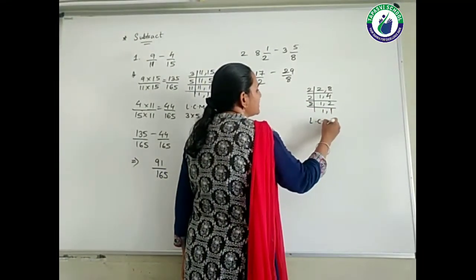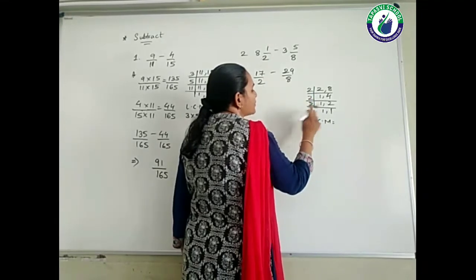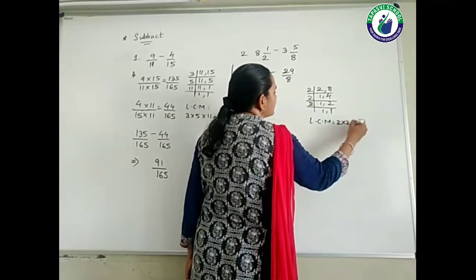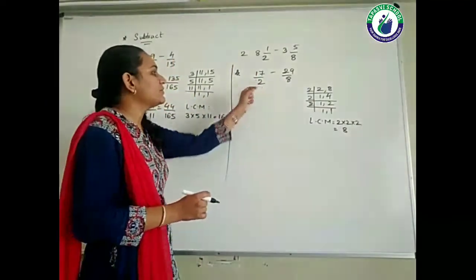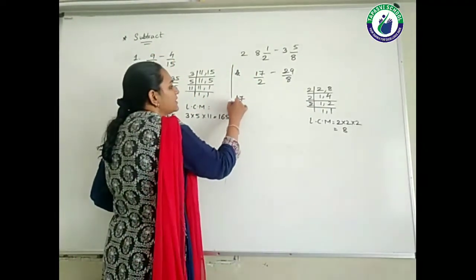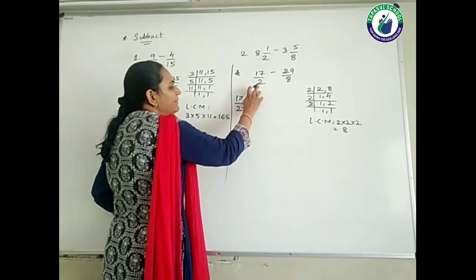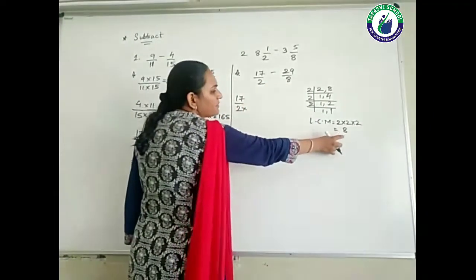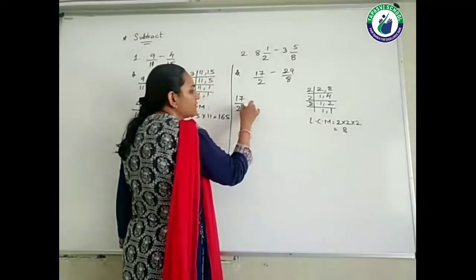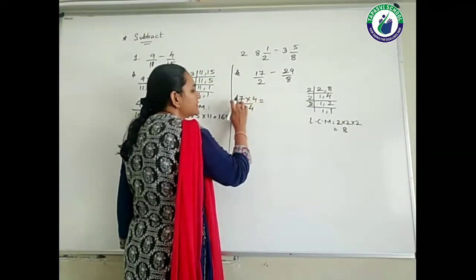So the LCM is 2 2s are 4, 4 2s are 8. Is it clear, students? Now we work on this part. Which number do you multiply with the 2 to get 8? हमको दोनों का 8 बनाना है. So which number will multiply to get 8? That is 4. The same number will multiply the numerator also.